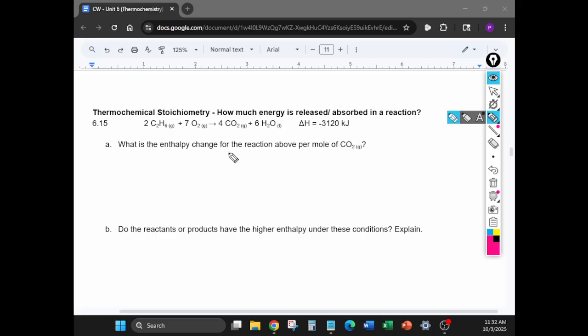Question A is asking what's the enthalpy for the reaction per mole of CO2. Okay, so per mole. Now, if you guys remember, what does per mean in terms of numbers? What number does per mean? 1. Yeah, per always means 1. That's why it's miles per hour, right? Miles in 1 hour, so on and so forth. So it's asking for the enthalpy change per mole of CO2 in this reaction. So we're going to start with 1 mole of CO2 as our starting value.